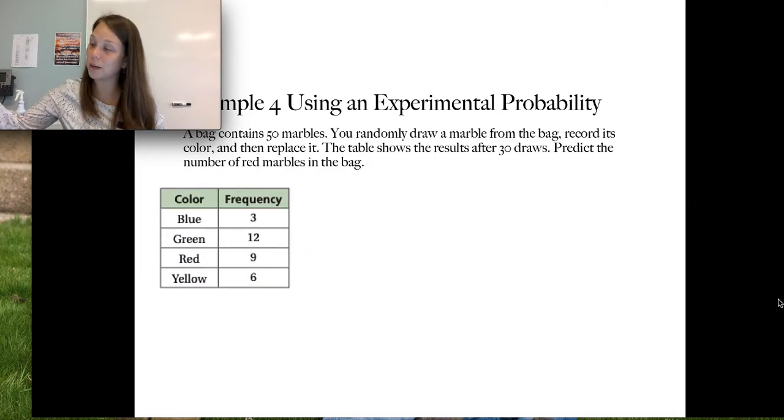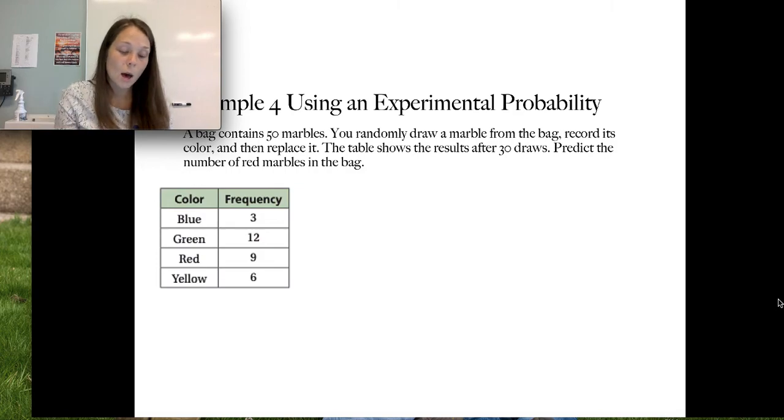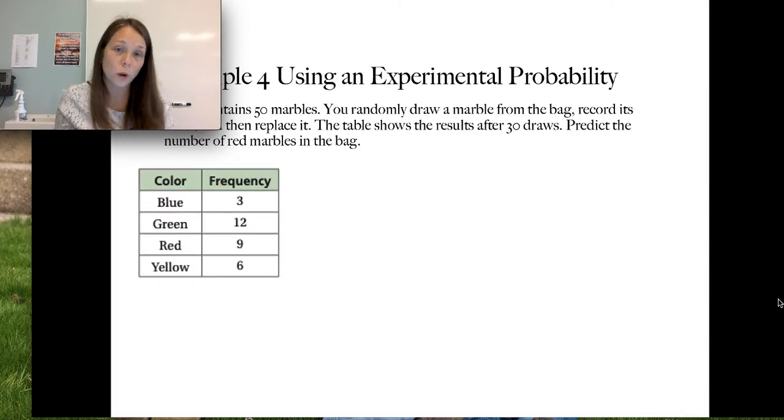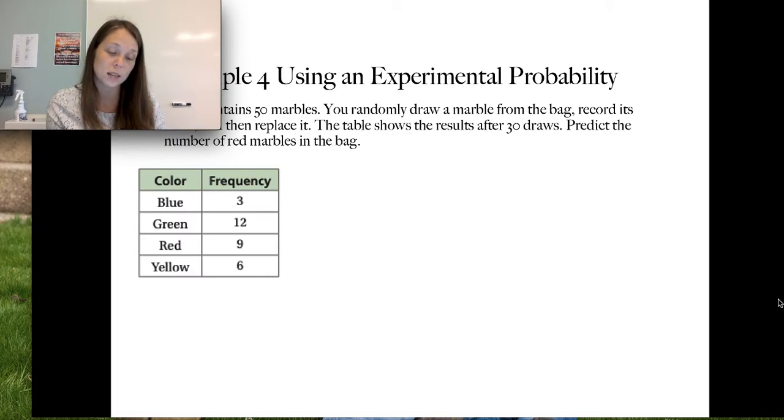Let's move on to example 4. A bag contains 50 marbles. You randomly draw a marble from the bag, record its color, and then replace it. The table shows the draw after 30 draws. Predict the number of red marbles in the bag.